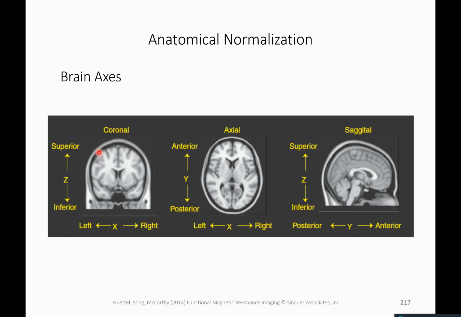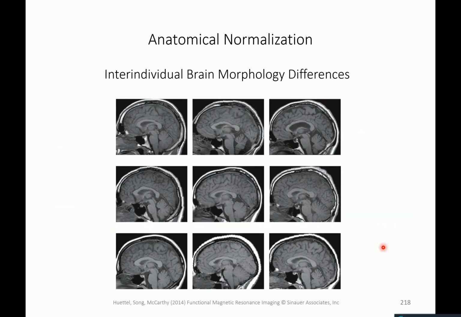So this view of the brain is called a coronal view. Here you can see the X and Y axis and the superior and inferior. You have axial representations, anterior, posterior, left and right, and the sagittal view where you see the superior and the posterior and the anterior. So these are just the axes of the brain as they are defined.